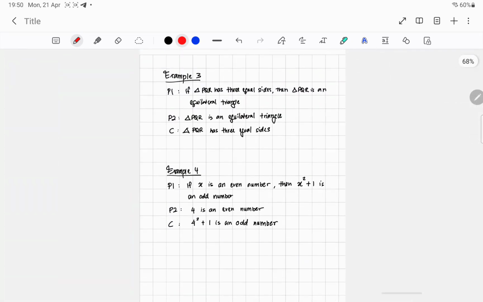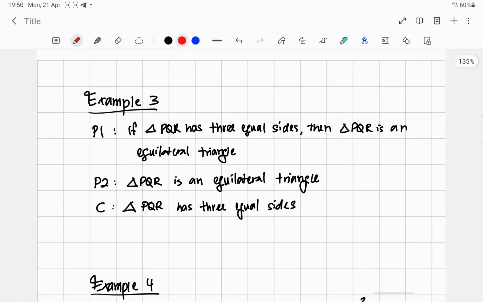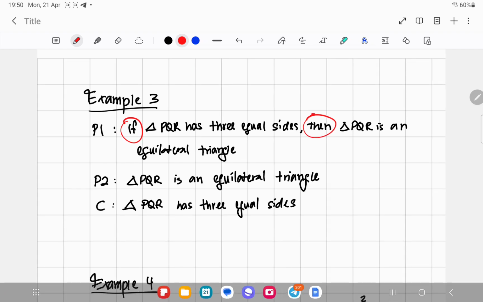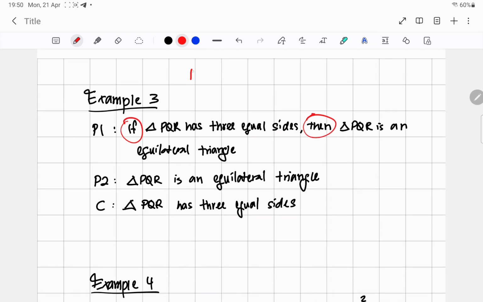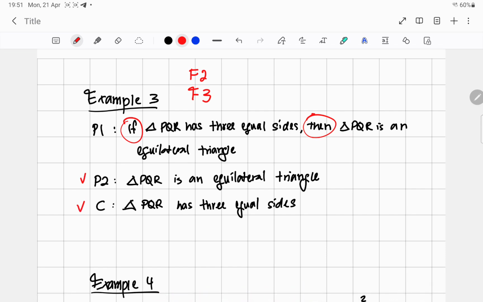Okay, so we look at example 3. See, this is an if and then, right? If and then means this is either a form 2 or form 3 argument. If you want to see whether it's form 2 or form 3, look at your premise 2 and conclusion. Do they have the word not? No, right? They don't have the word not, which means this is a form 2 argument.